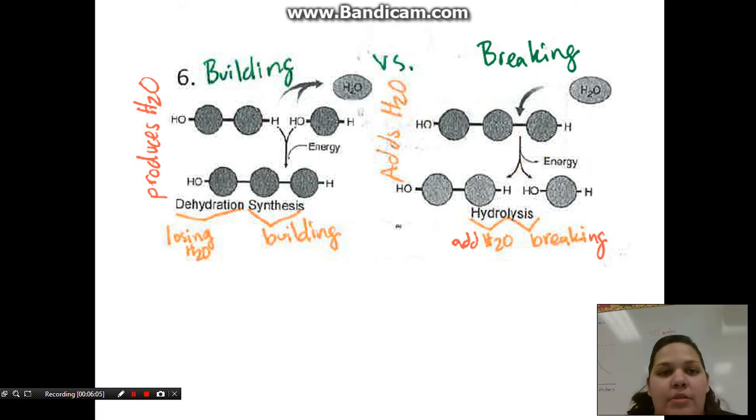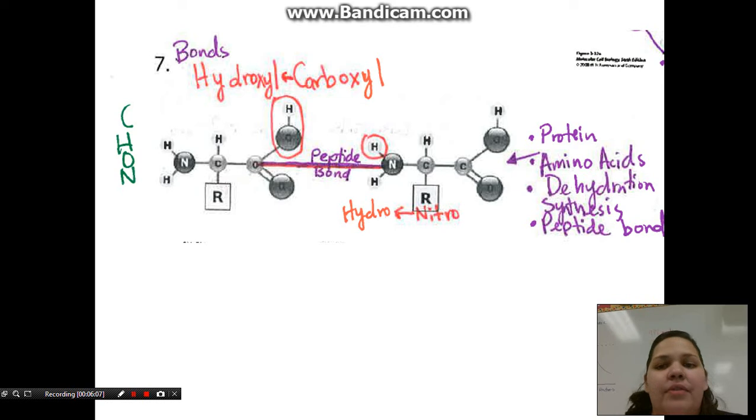Let's go ahead and go on to the next one. Now we have a lot of things we need to talk about, and this is going to go kind of fast. We need to talk about bonds, and we need to talk about biomolecules altogether. So this first one is a protein, and this is 2 amino acids that are going to be bonded together. This is done through a dehydration synthesis, and the bond between them is called a peptide bond. The molecules involved are carbons, hydrogens, oxygen, and nitrogen, or CHON.